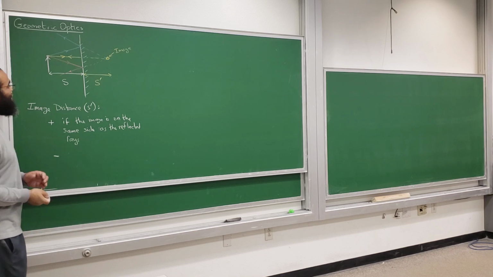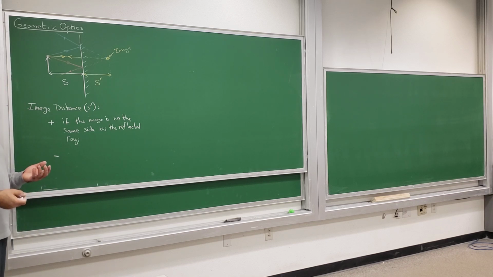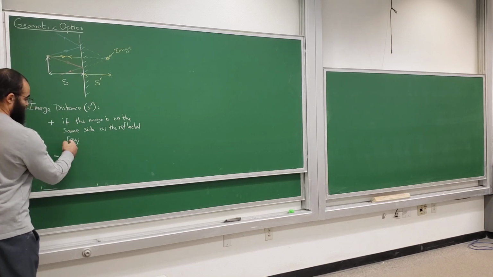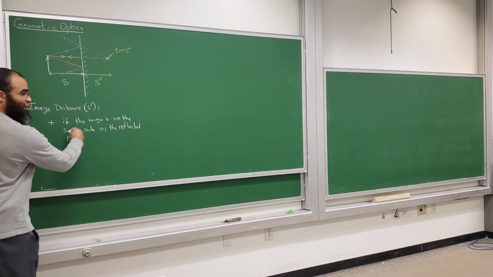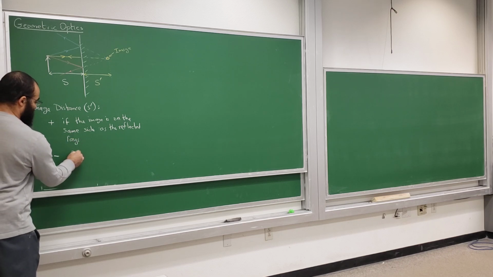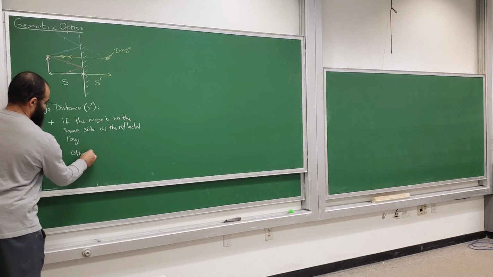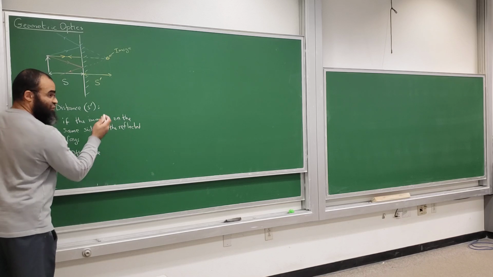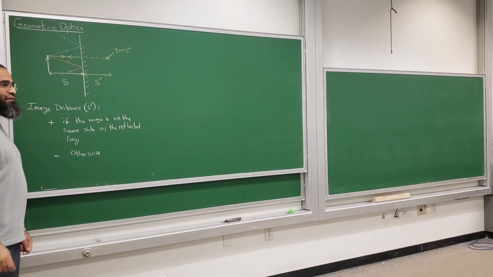In this case, where are the reflected rays? They're to the left of the mirror, right? And where is the image? It's to the right of the mirror. So is it positive or negative in this case? Negative. I don't want to write the whole sentence, I would just say negative otherwise. If it's not positive, it's negative. Okay, that's it. So that's the image distance.